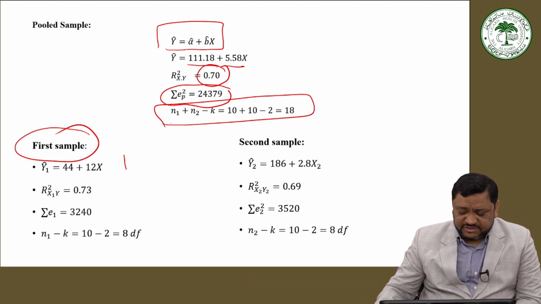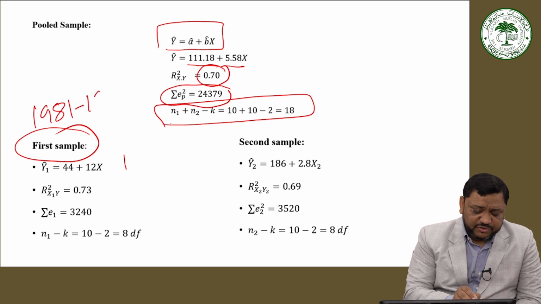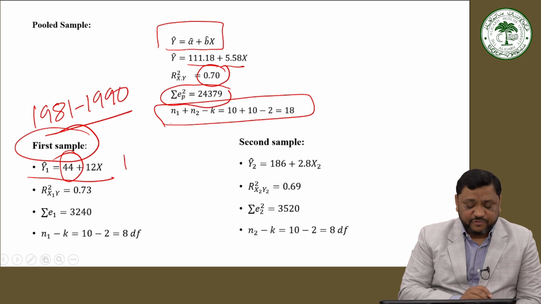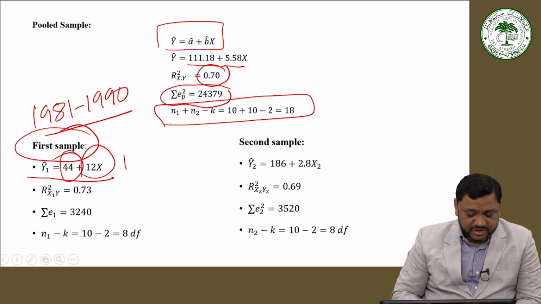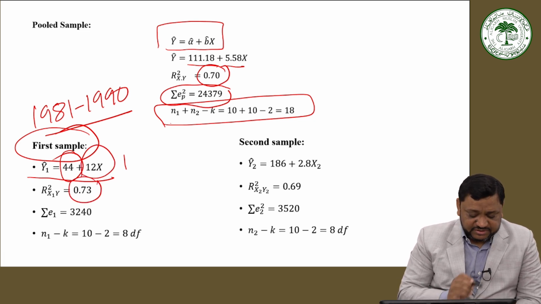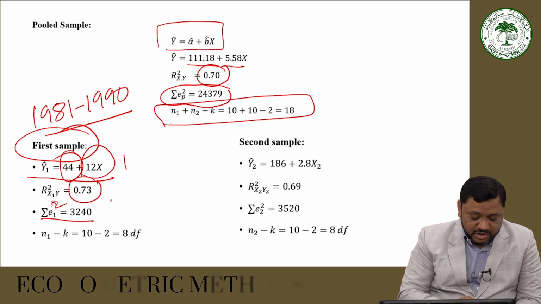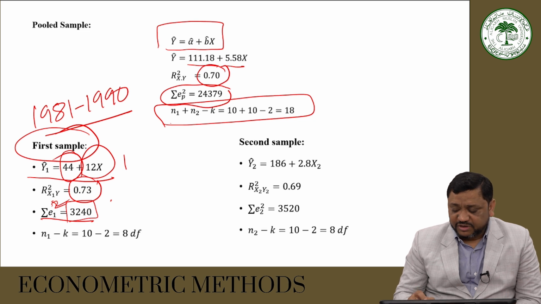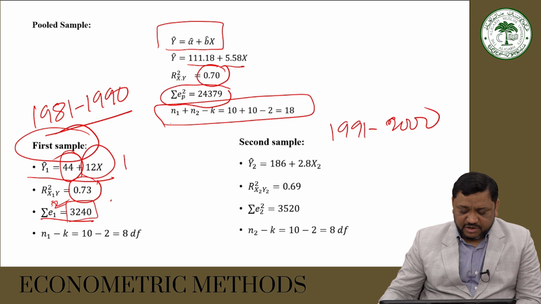The same thing we also estimated for just the first sample, the period 1981 to 1990. This is the first period. Our intercept is 44, the slope is 12, R square is 0.73, and the summation of error squared, summation e square, is equal to 3240. Please note this correction, 3240.